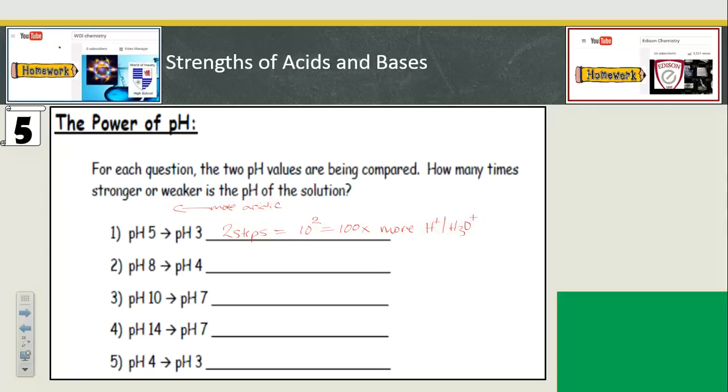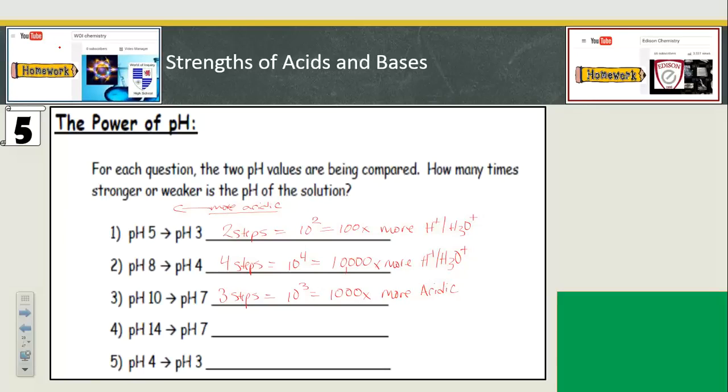Okay, a pH of 8 to 4. Well, that's again becoming more acidic, so that's 4 steps. It's equal to 10 to the power of 4, which equals 1 with 4 zeros behind it. So 10,000 times more acidic. The concentration of the acid increases. So pH 10 to pH 7. Well, that's 3 steps. That equals 10 to the third, equals 1 with 3 zeros behind it. 1,000 times more acidic.